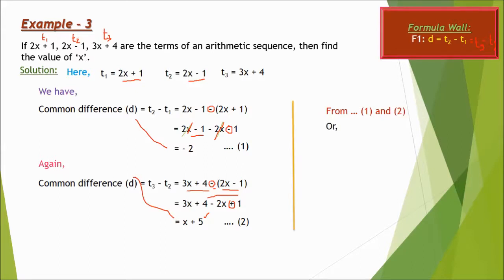From 1 and 2, x plus 5, isn't it? Minus 2 is equal to x plus 5, and we can equate this part and this part, and like terms are on the same side, and minus 7 is equal to x. The value of x is minus 7, therefore x is equal to minus 7.